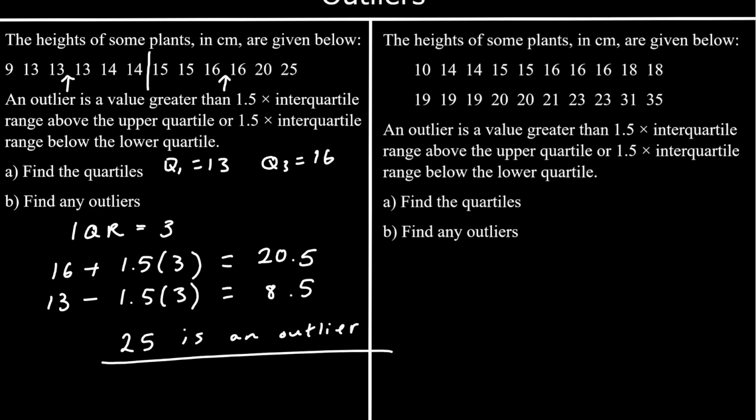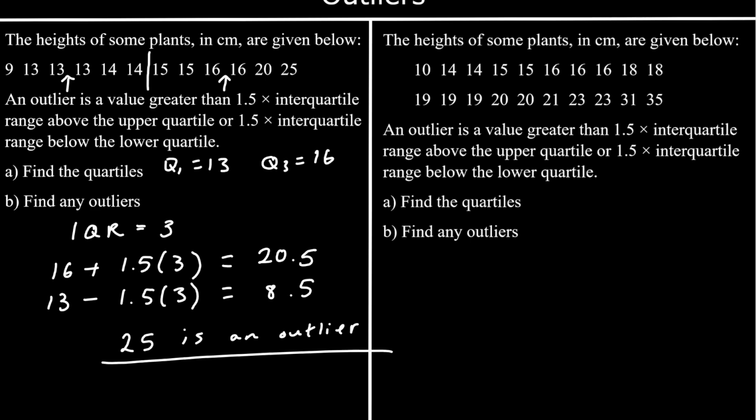Okay, one for you to try. See if you can give it a go. So again, we've got the same rule for an outlier, 1.5 times the interquartile range above the upper quartile, or 1.5 times the interquartile range below the lower quartile.